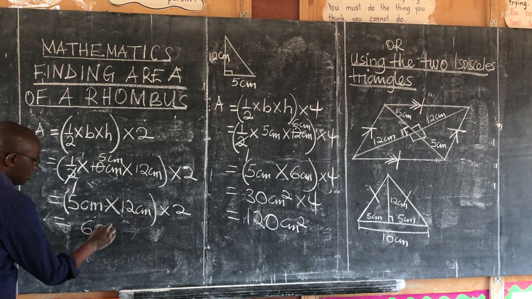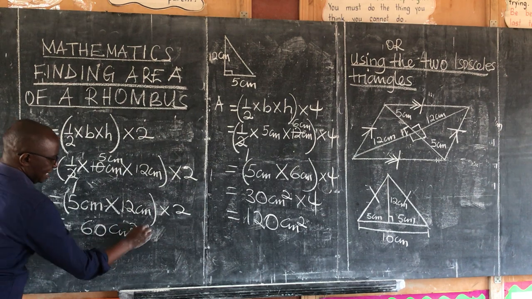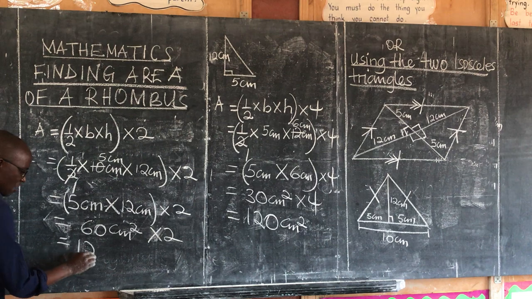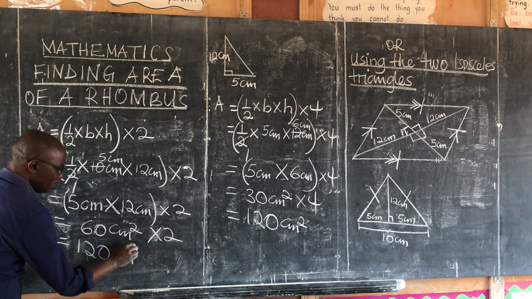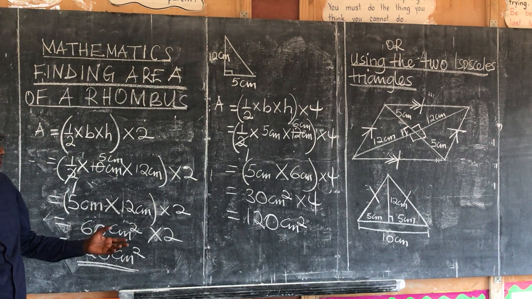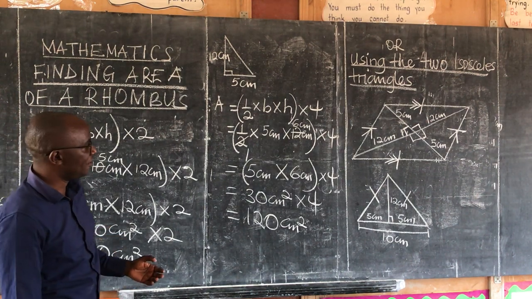CM times CM is CM squared. Times 2. So you end up with 120 centimeters squared. And we're getting the same answer. So we have used 3 methods.